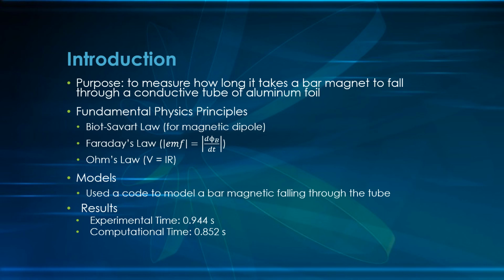So the purpose of this experiment was to measure how long it takes a bar magnet to fall through a tube of aluminum foil. The fundamental physics principles used were the Biot-Savart law for a magnetic dipole, Faraday's law, and Ohm's law, both for which the equations are shown. And then for the model, I used a code to model the bar magnet falling through the tube, and for the result, the experimental time was 0.944 seconds, and the computational time was 0.852 seconds.